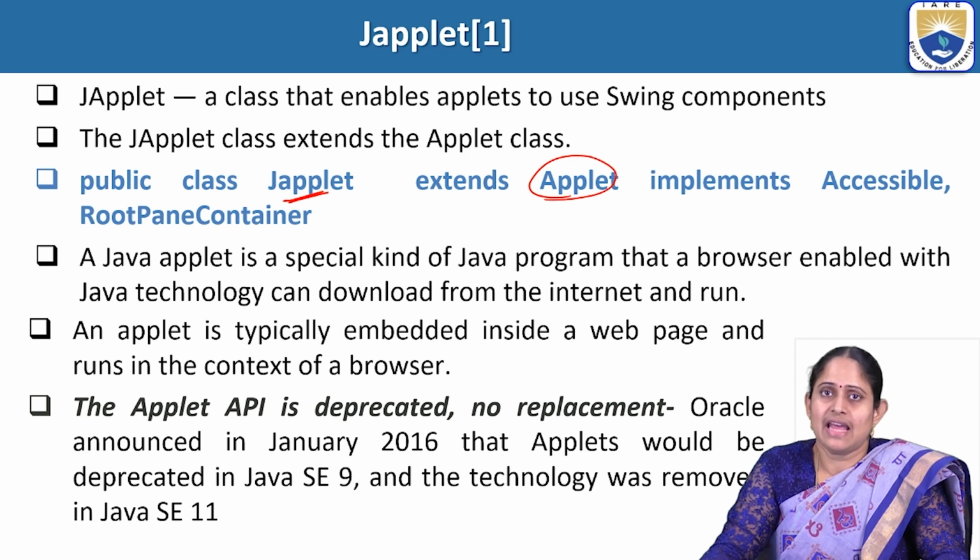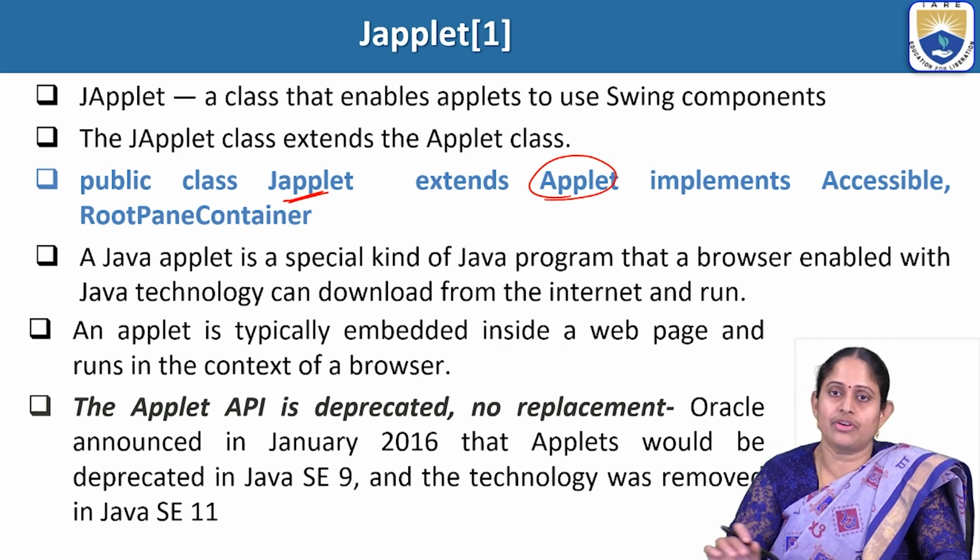Now an applet is a special kind of Java program that a browser enabled with Java technology can download from the internet and run. An applet is typically embedded inside a web page, and it runs in the context of the browser. The applet API is deprecated and it has no replacement. Oracle announced in January 2016 that applets would be deprecated in Java 9, and the technology was removed from Java 11.